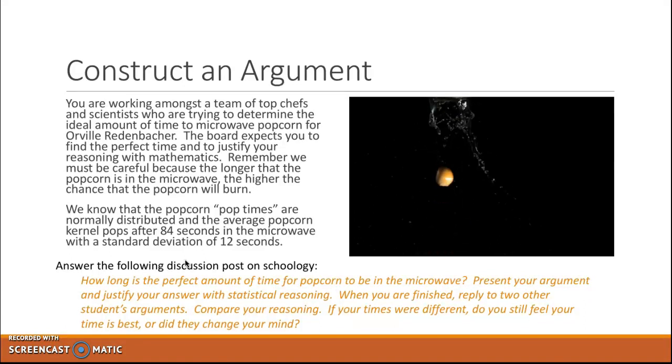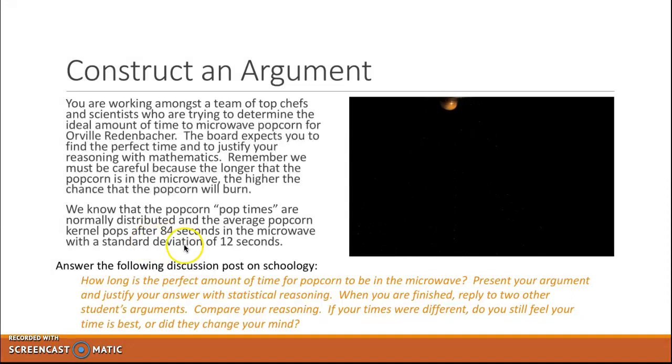We know that the popcorn pop times are normally distributed, and the average popcorn kernel pops after 84 seconds in the microwave, with a standard deviation of 12 seconds. So here's your task: you are going to answer the following post on Schoology. How long is the perfect amount of time for popcorn to be in the microwave? Present your answer, your argument, and justify your answer with statistical reasoning. When you are finished, reply to 2 other students' arguments. Compare your reasoning. If your times were different, do you still feel like your time is best, or did they change your mind?